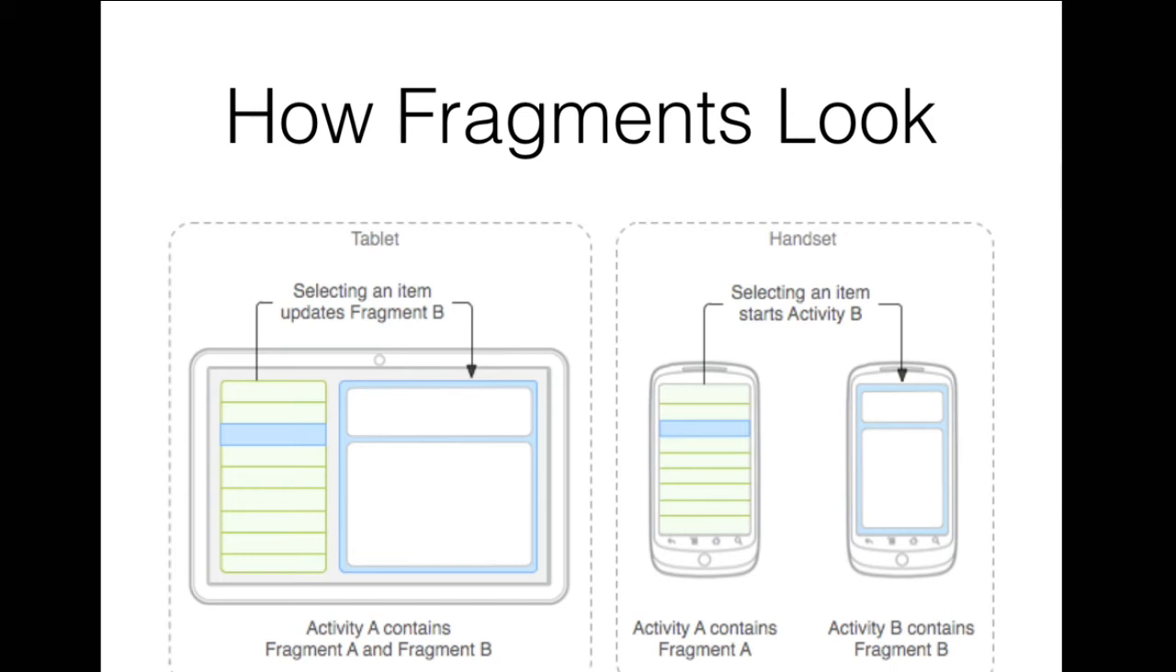Now if you notice the tablet version of the same application, we have the entire activity divided into two fragments, fragment A and fragment B. In the case of a tablet, activity A contains both the fragments, fragment A as well as fragment B. The green list view which you are able to see over there is nothing but fragment A, and the white list view on the right hand side on the tablet is nothing but fragment B.